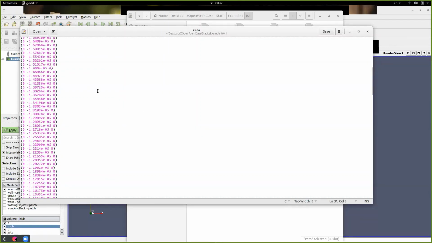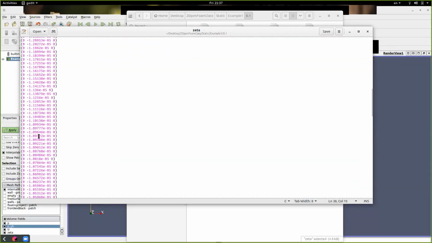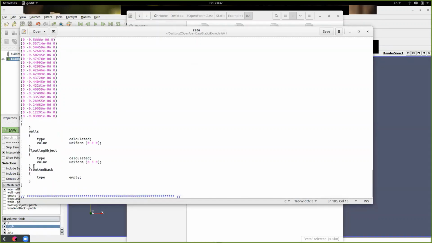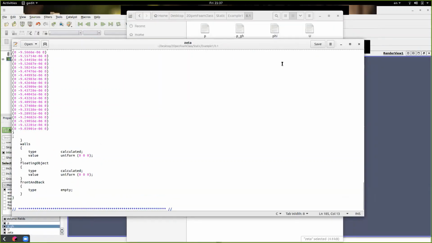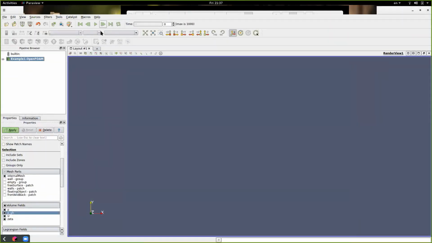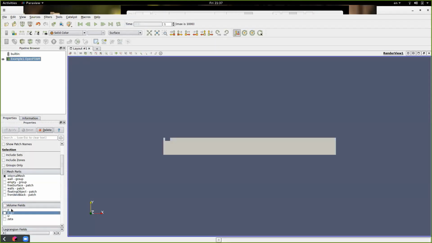So that's how we get water waves. You see, on the free surface we have different values, and it differs from one point to another. Again, on the wall and the floating object, it's just 0. It's created by the solver. So as an output, you've also got zeta at any moment.